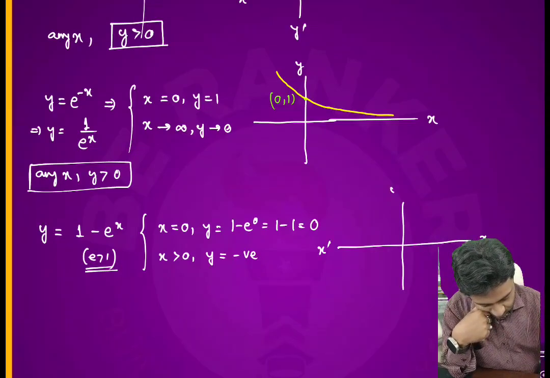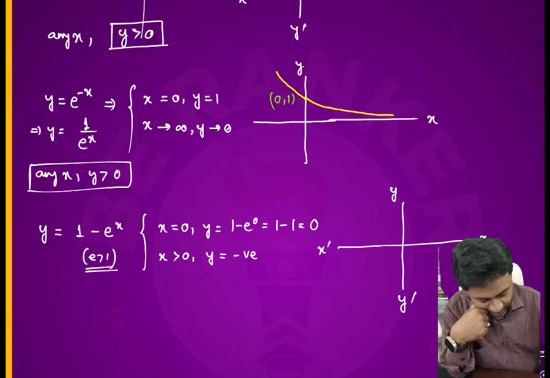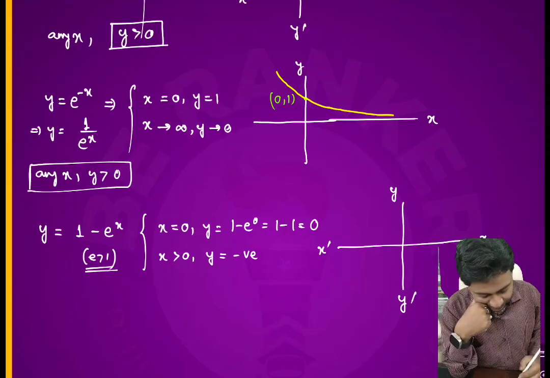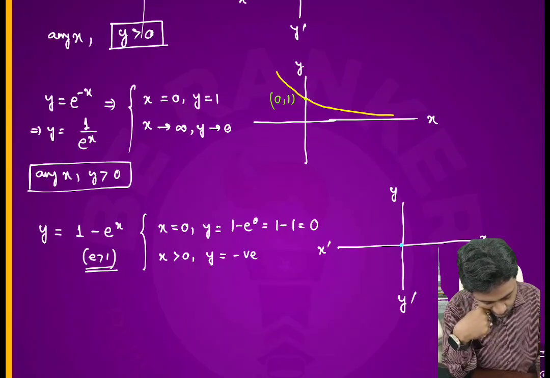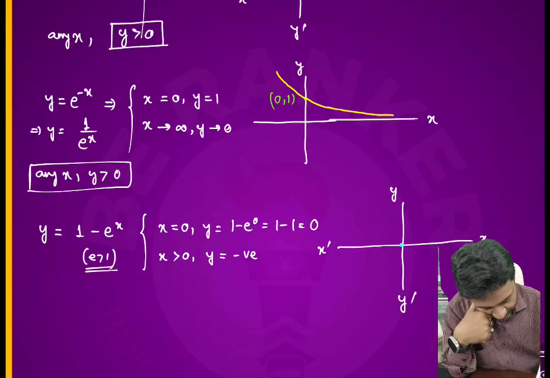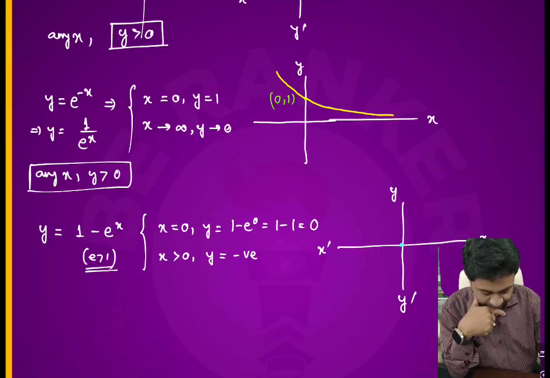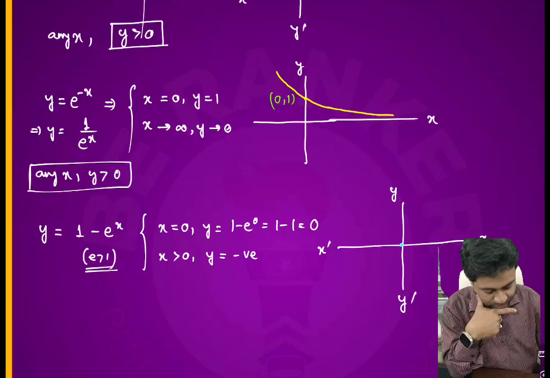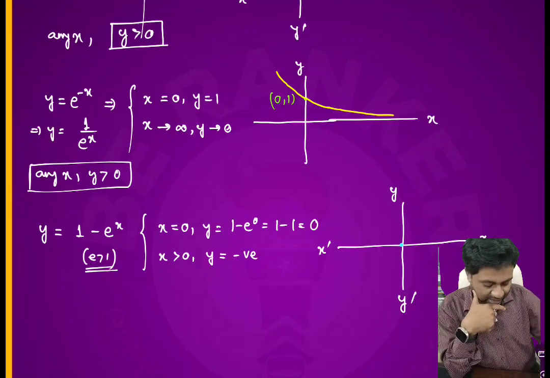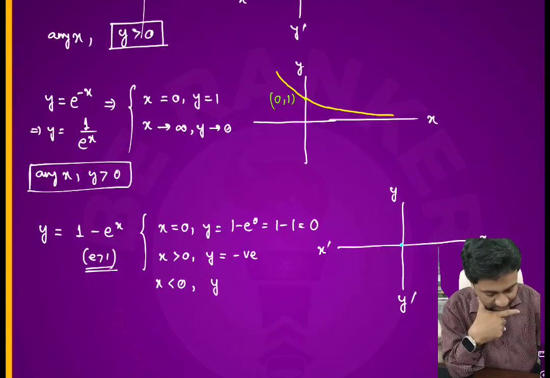So the graph now would assume this shape. I'm going to show you. This is x, this is x prime, this is y, this is y prime. And how does it look like? The graph passes through the point 0, 0. See here, when x equal to 0, y is 0. And then for any positive value of x, y is negative. See, for any positive value of x, y becomes negative. And as x becomes higher and higher, y tends to infinity. So the graph would look like this.